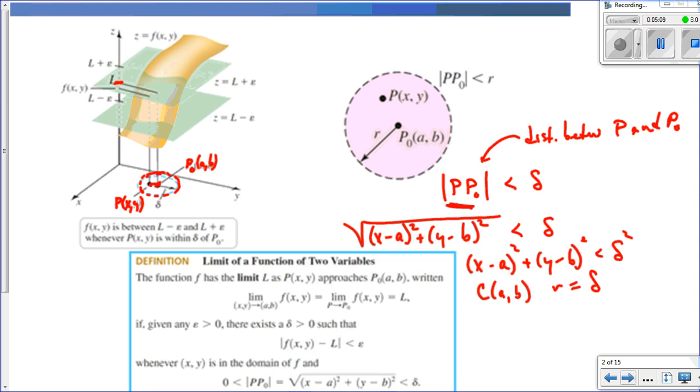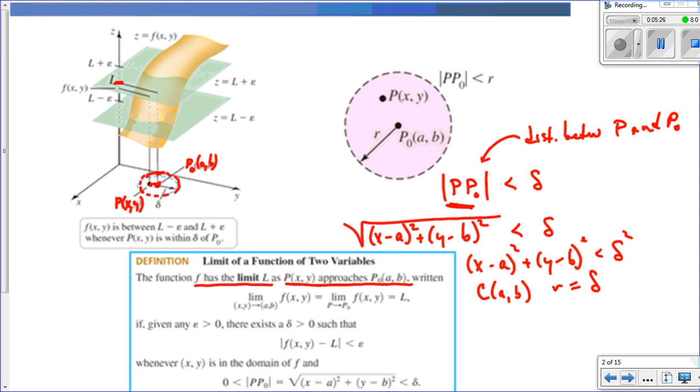So the function f has a limit L. Now notice the values of the function are still just real numbers. So the limit itself is just a real number, and it's just a number on the z-axis. So the function f has a limit L as p approaches p naught.